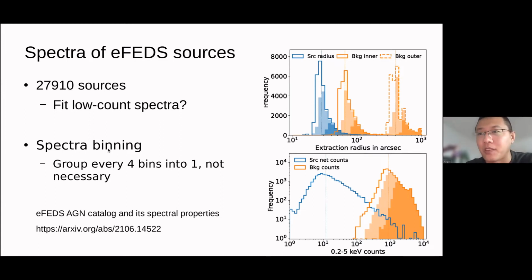For the spectrum, the Bayesian method does not really require rebinning. But since these sources are faint, and narrow features, either absorption or emission, are irrelevant, we group every 4 bins into one, just in order to speed up the fitting. All these analyses about the eFEDS spectra can be found in this paper.